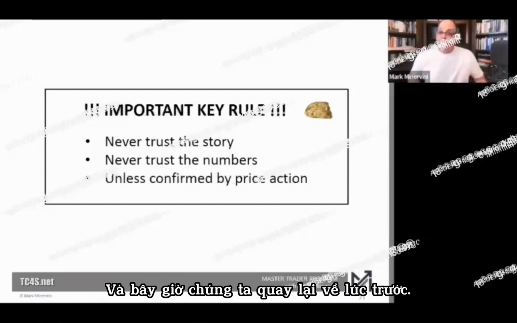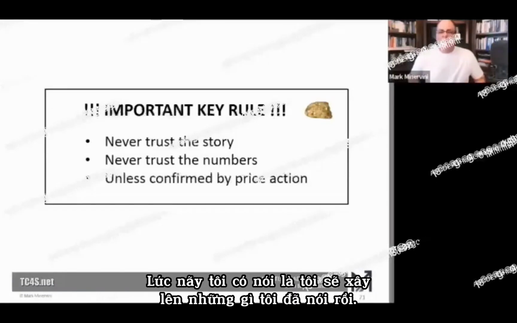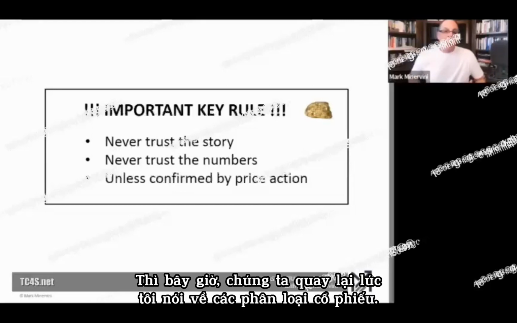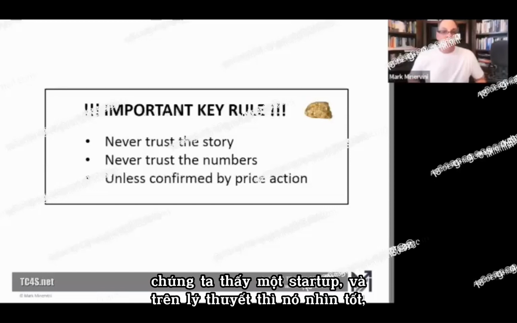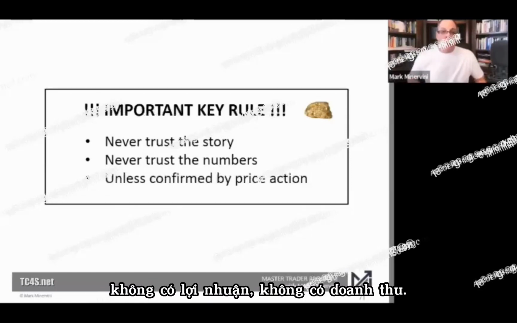And we've got to go back to the very beginning. Remember, I told you everything that I talk about is going to build on what I said previous. Well, we got to go back to the beginning when I said categories. You have got to know the category. So what if we're in a biotech? We see a biotech setting up, and technically it looks great. They've got no earnings. They've got no sales.